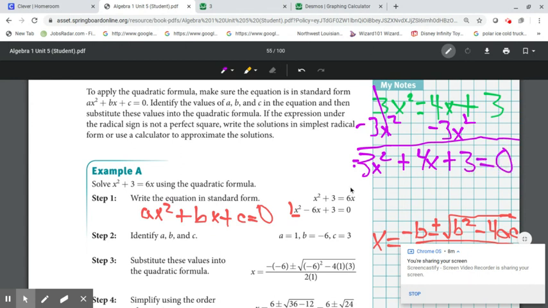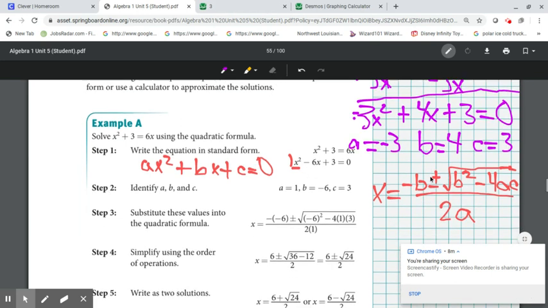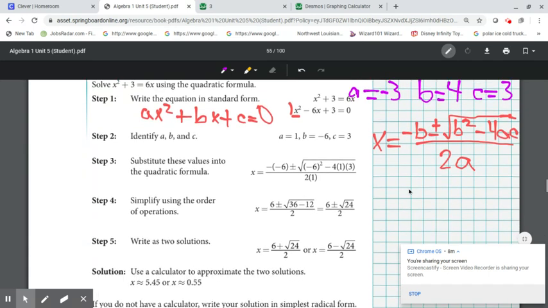All right, from there we can figure out our A, B, and C. A is going to be -3. B is going to be 4. And C is going to be 3. All right, and then we can go ahead and plug those numbers into the formula. Your formula again is -b plus or minus the square root of b squared minus 4ac over 2a.